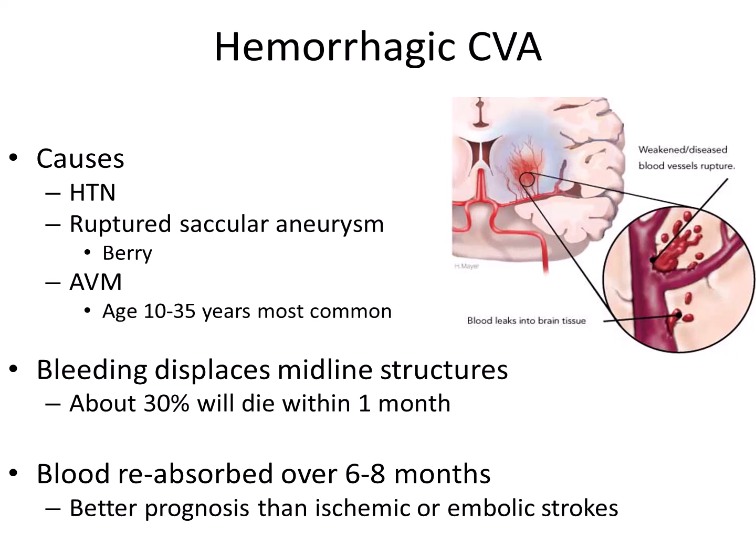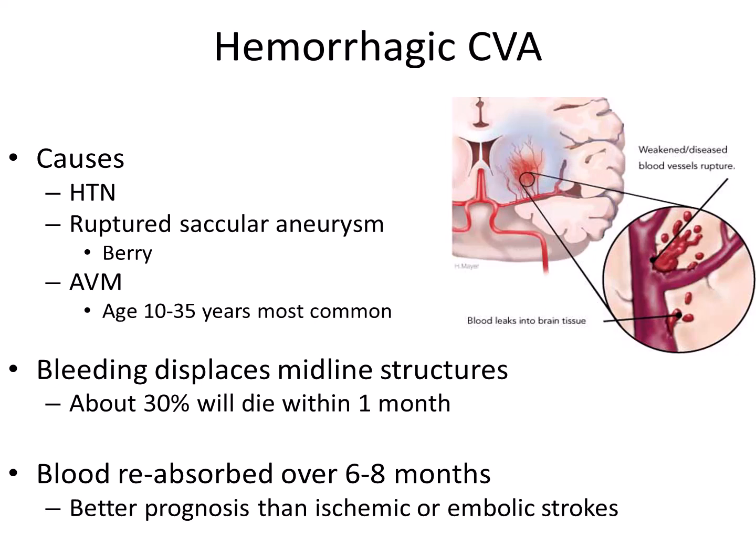Okay, essentially with a hemorrhagic CVA, the bleeding is going to displace the midline structures, and it has a much higher incidence of death than the ischemic or embolic CVAs, with about 30% of the individuals who are diagnosed with a hemorrhagic CVA dying within about 1 month. That's because the pooling of blood causes increased pressure and a displacement of the midline structures.